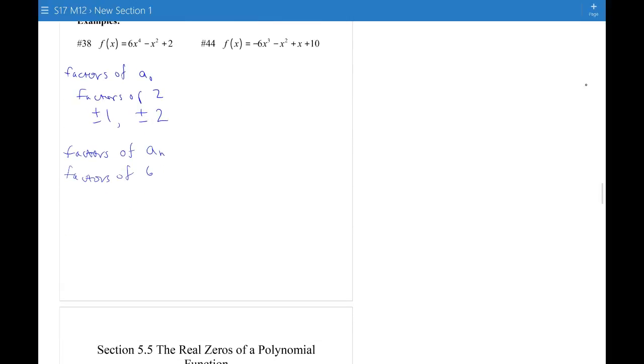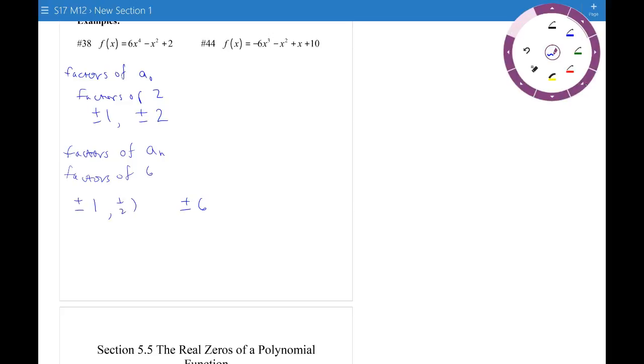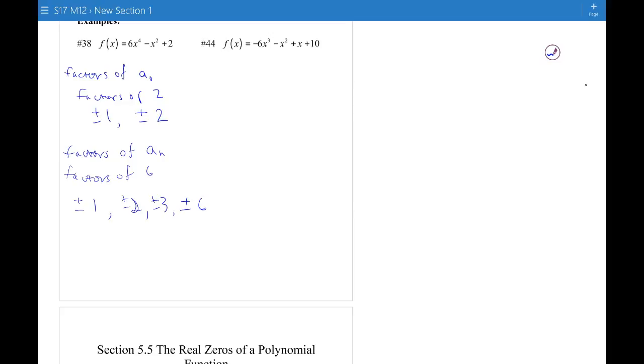Okay, so then we have factors of a sub n, which is the leading coefficient, so that's factors of 6. So you have 1 times 6 and 2 times 3, so plus or minus 1, plus or minus 6, plus or minus 2 and plus or minus 3. Because 1 times 6 and 2 times 3 are the only pairs of factors for 6.